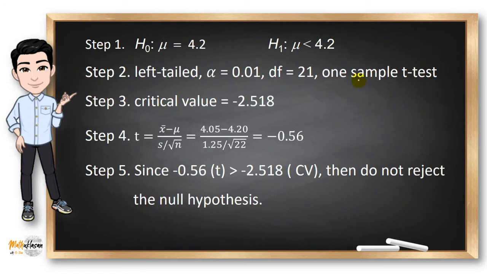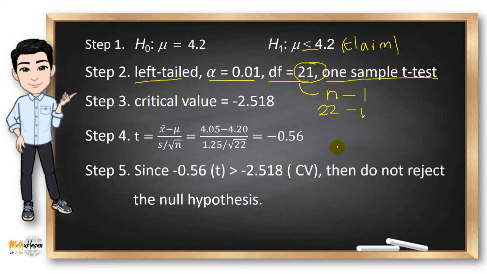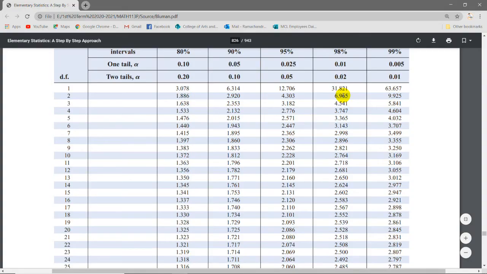This time, we have a left-tailed test, and the alternative hypothesis is the claim of the barangay captain because he said that it's less than, or might be less than, 4.2. And of course, if this is less than, we have a left-tailed test. The alpha level is 0.01. The degrees of freedom is 21 because the formula is n minus 1. N is 22, subtracting 1 will give us 21. And we have a one-sample t-test as our statistical test.